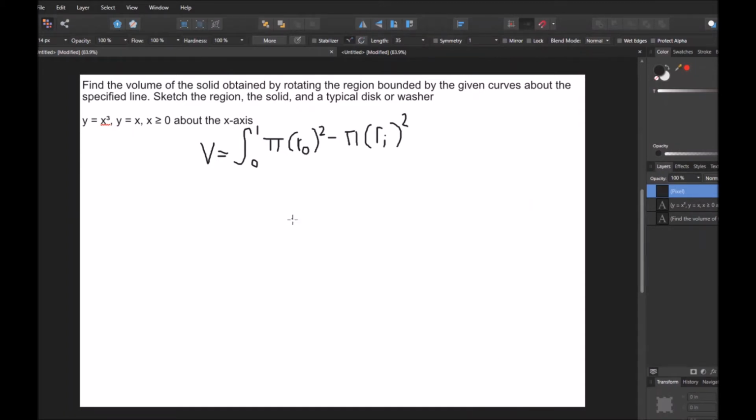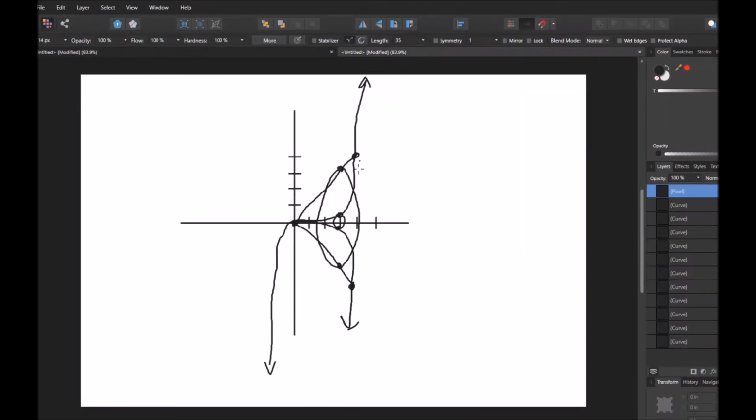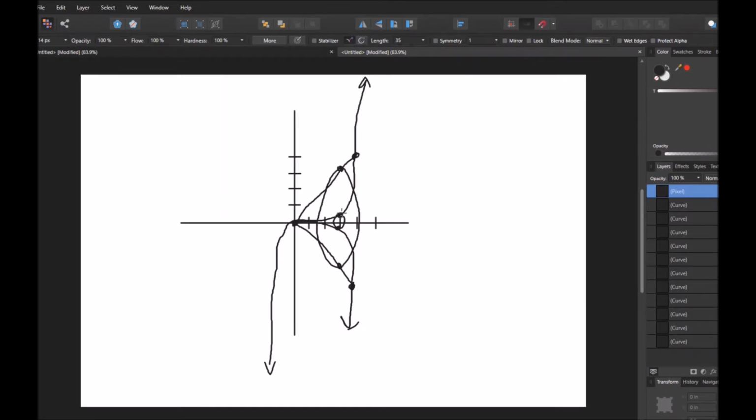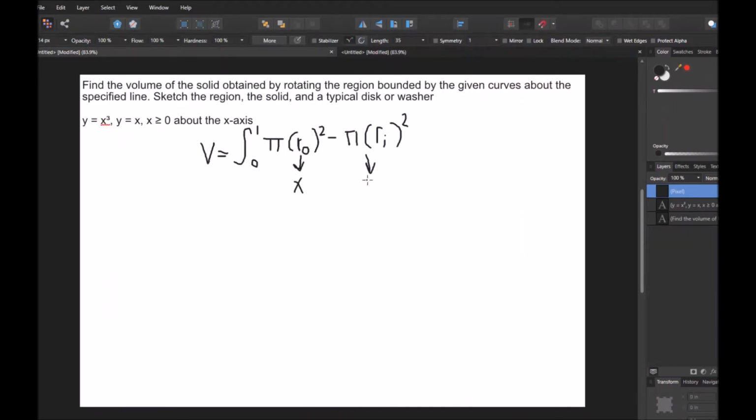So now the challenge is going to be figuring out what our inner and outer radius is. So we go back to the graph here. The outer radius, this outer ring, is given by y equals x, so our r sub o is going to be x, and our r sub i, you can see in the inner radius, is given by the x cubed curve. So our inner radius is going to be x cubed. So now I can rewrite this as volume equals the integral from 0 to 1 of pi times x squared minus pi times x cubed squared.